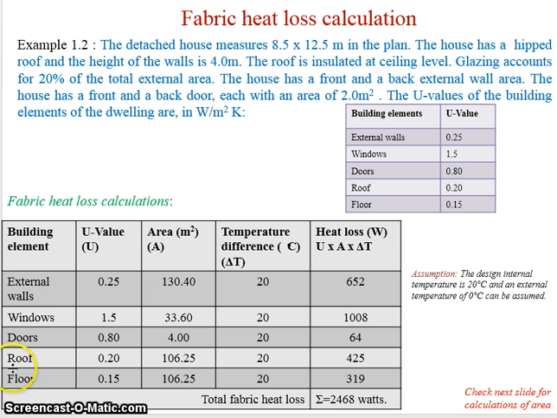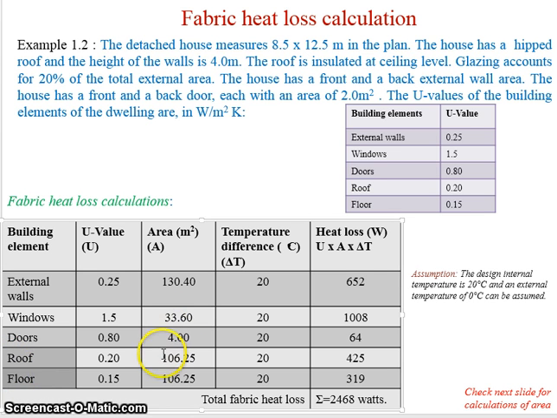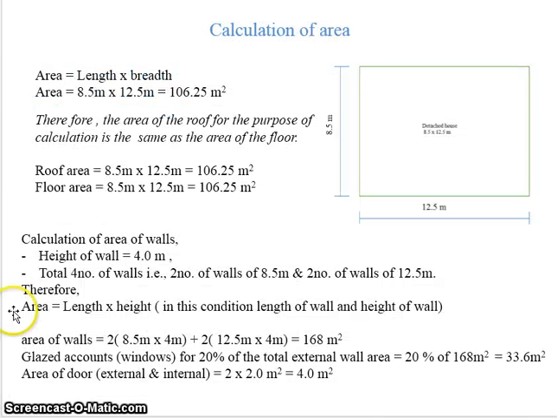So here, roof and floor, you write these areas here. We'll check the table next. I'll complete all the calculations first. So, calculation of the area of walls. The height of the wall is 4 meters. Now we have 4 walls: 1, 2, 3 and 4.